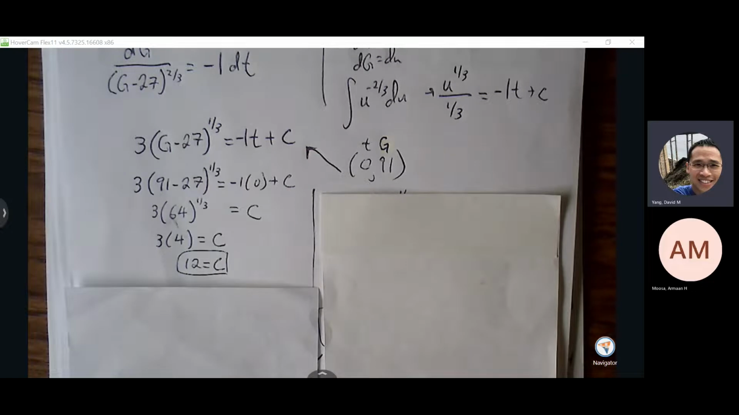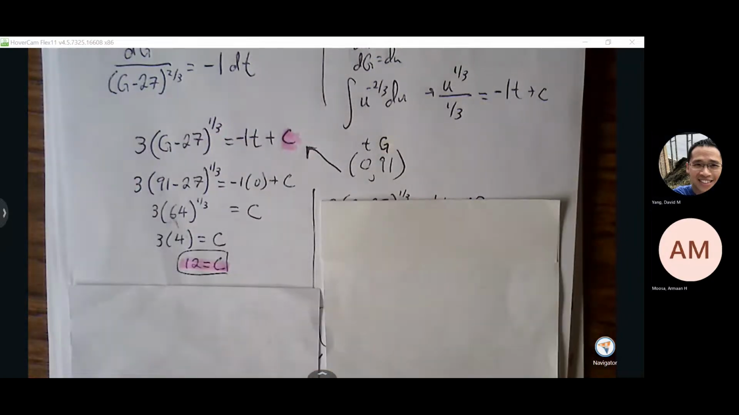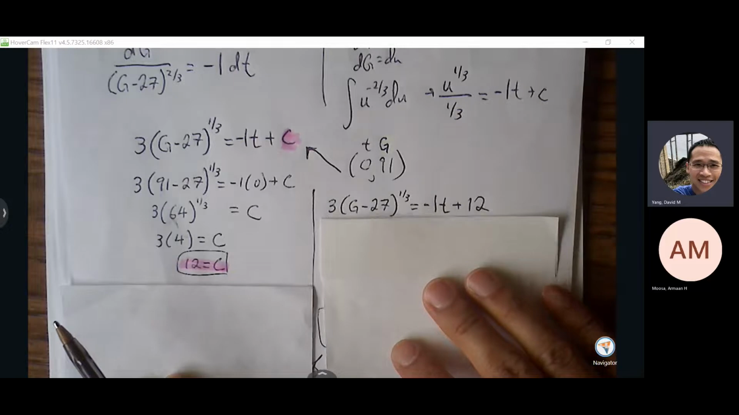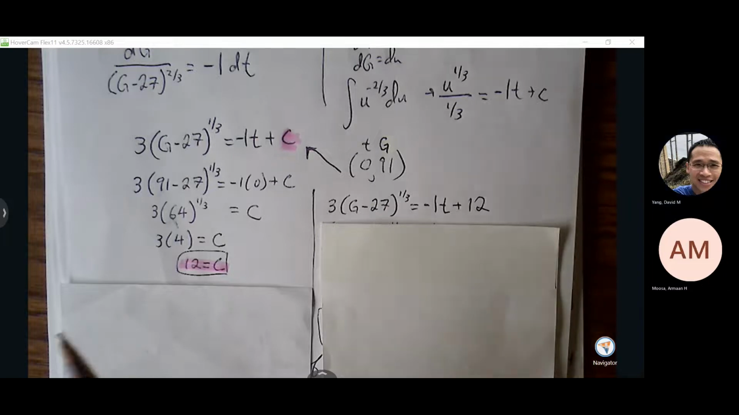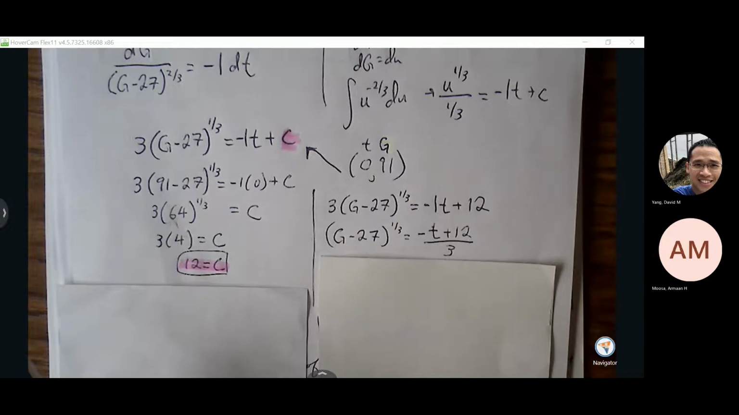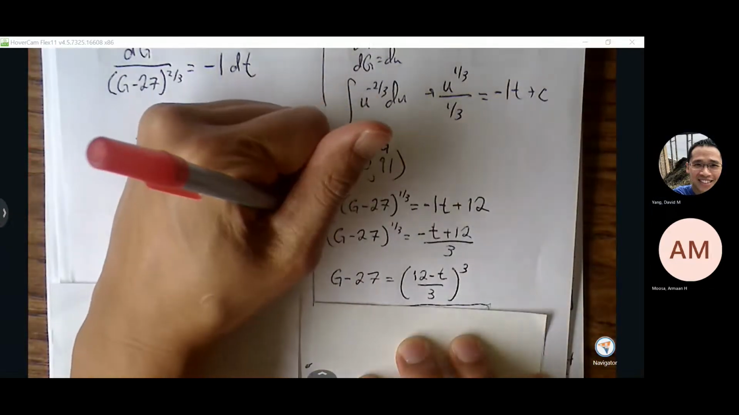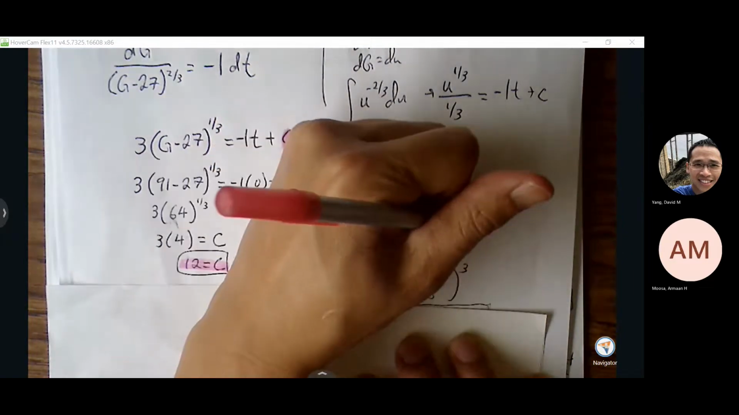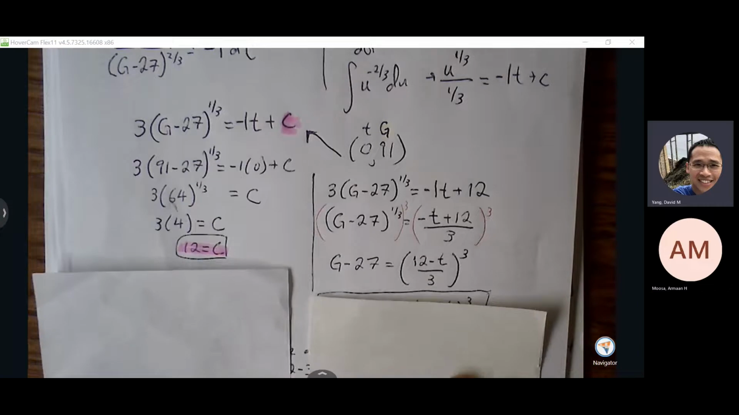Now that I have my c value, I'm going to insert that value into where I made this initial substitution. And now the only thing left to do is to solve for g. Okay, 12 goes in for c. And now let's see what I can do here. I can divide by 3, cube both sides, and add the 27 over. So divide the 3 over. Cube both sides. And then final step, let's add that 27 over to the right side. There we have our g of t.